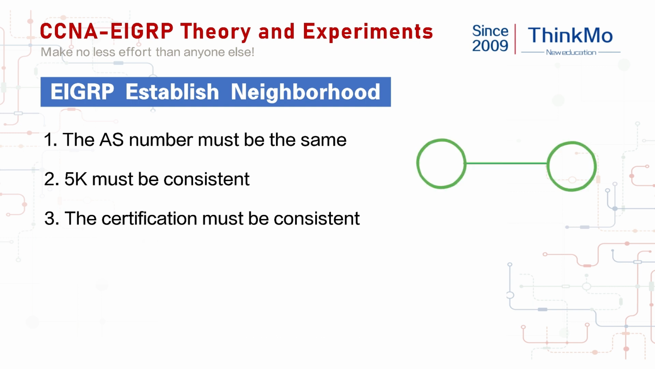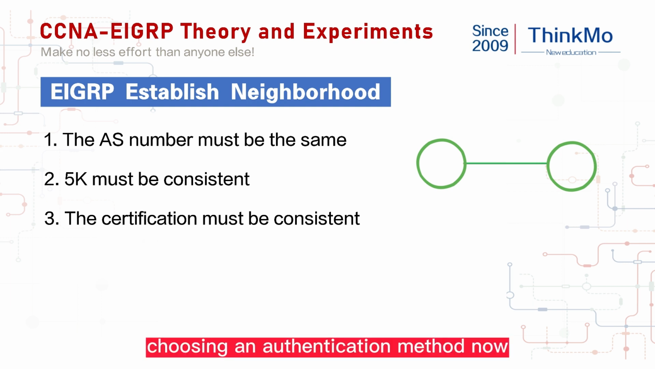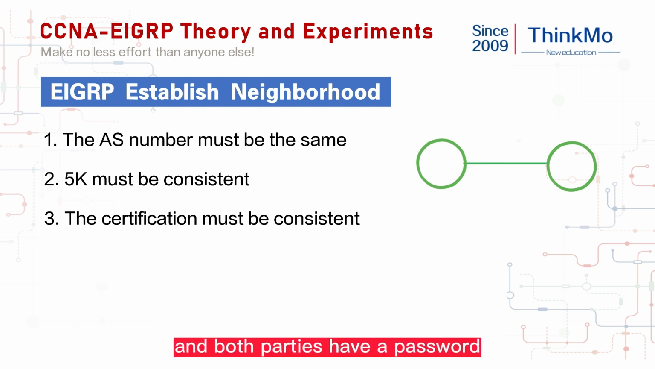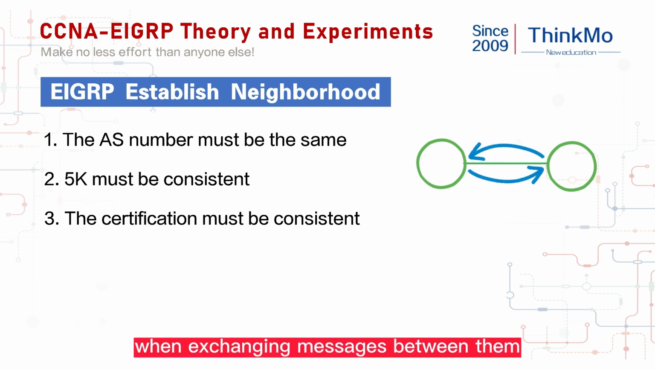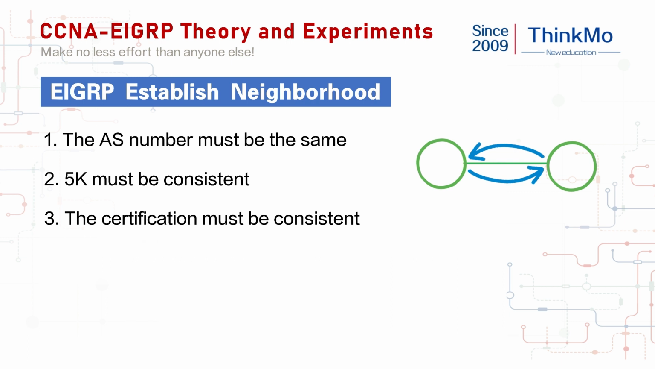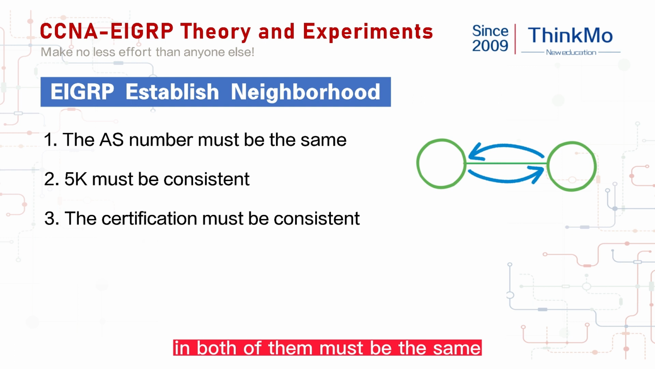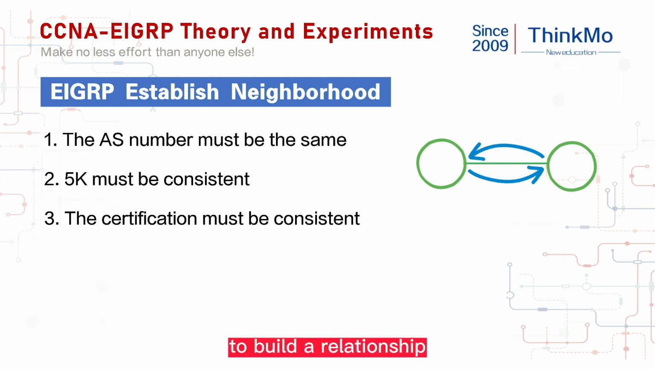Authentication means the messages exchanged between the devices provide authentication. It is equivalent to choosing an authentication method, a means of encryption. The devices at both ends use the same authentication method, and both parties have a password. When exchanging messages between them, they can carry the authentication method and password for transmission. The authentication parameters on both sides must be the same to build a relationship.